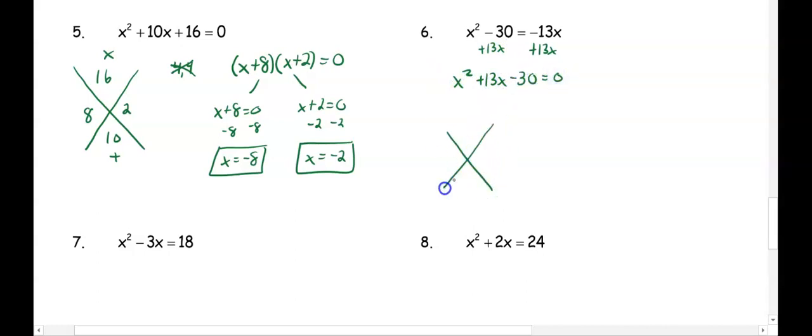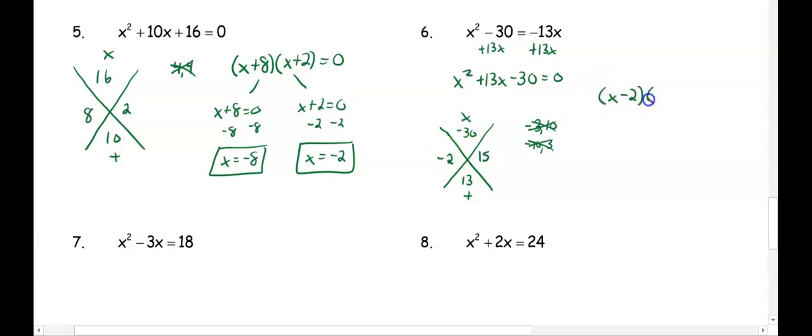So we need two numbers that multiply to negative 30 and add to 13. The first numbers I think of are 3 and 10, but if one has to be negative and one has to be positive, I'm either going to add to 7 or negative 7. So those won't work. We need another combination instead. The next one I can think of is negative 2 and 15, which is going to work.